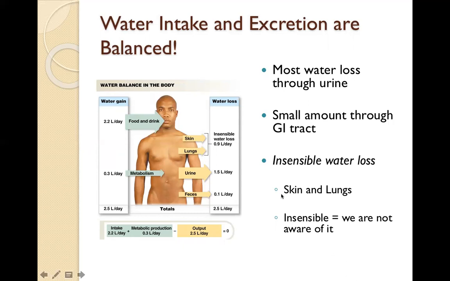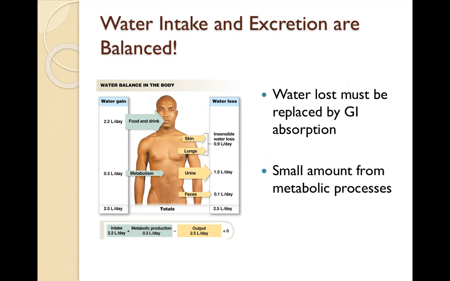So if we think about our water loss through the lungs, every time that we breathe out, there's water vapor that is being eliminated. On a cold day, you can actually see that water vapor. It turns into the philosophical question of, on a cold day, is it still insensible if you can sense it and you can actually see it? And the answer is yeah, it's still an insensible water loss. The skin and lungs have water loss that's insensible.